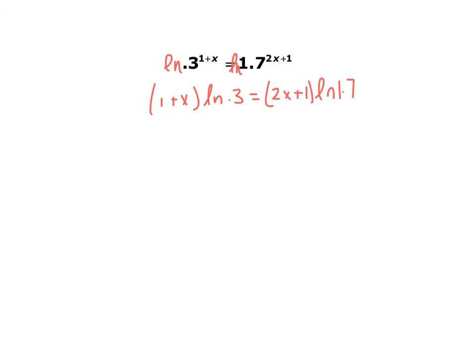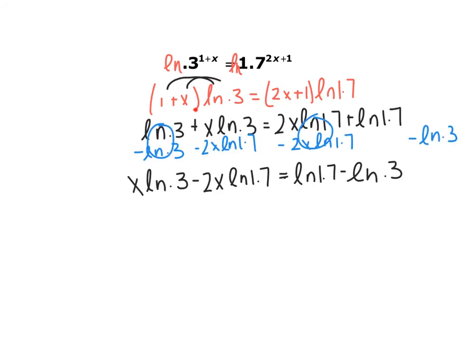So now, if this was just a 3 and a 7, what would you do to solve this equation? You would probably distribute. So go ahead and pause the video, distribute your numbers, and get all the x's on one side. So we distributed the natural log of 0.3 into the 1 plus x, and distributing the natural log of 1.7 into the 2x plus 1.